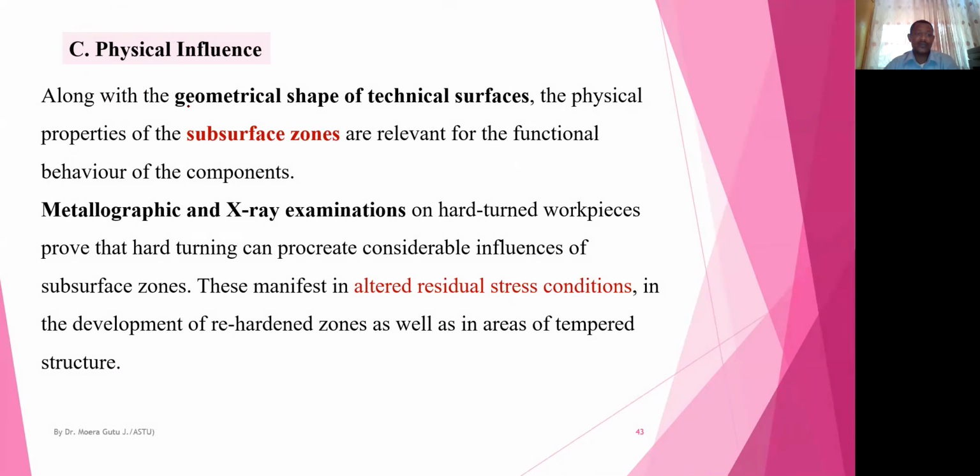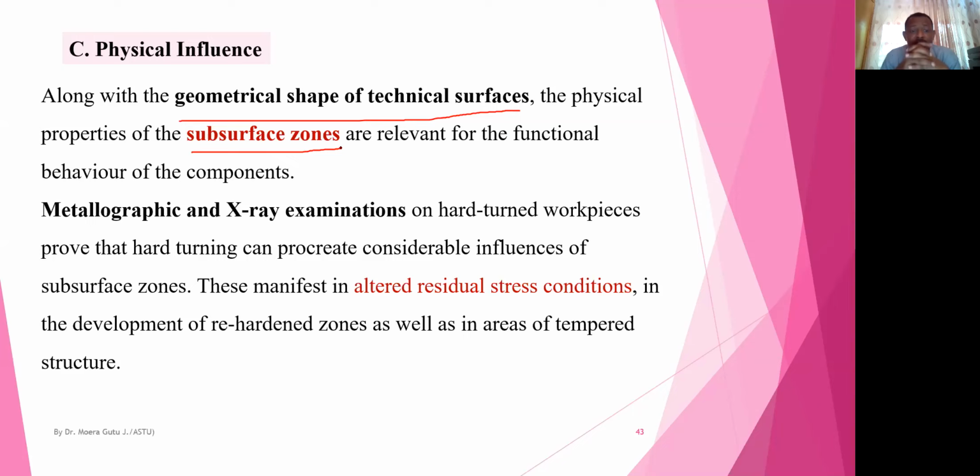Physical influence. Along with the geometrical shape of the machined surface, the physical property of subsurface zones is very important. We have a top machined surface, we are talking about a smooth surface up to 0 to 1 micrometer, something like that. But the subsurface microstructure of a machined surface will be very important also for the functionality and durability of any machined component. So we care about maintaining an effective subsurface microstructure of hard materials.